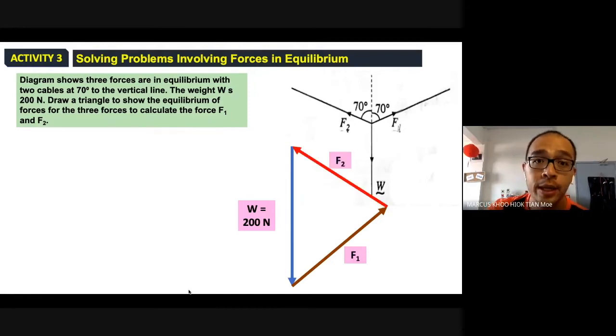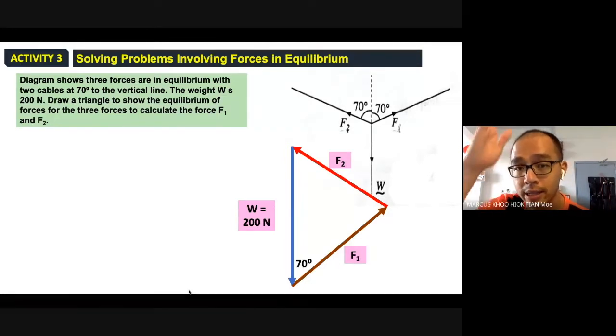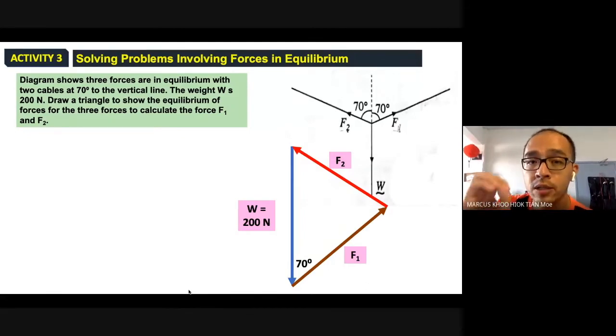Because no matter which side you draw your triangle, as long as you get the angle in the correct place, you won't get a different answer. Your answer will still be the same. So the 70 degrees must be between the F1 and the straight line down. Now in this situation, you cannot use our friend Sokatua because there is no 90-degree angle.